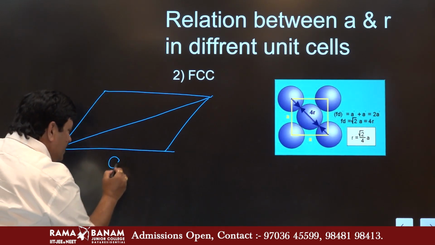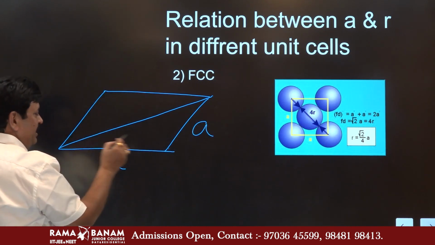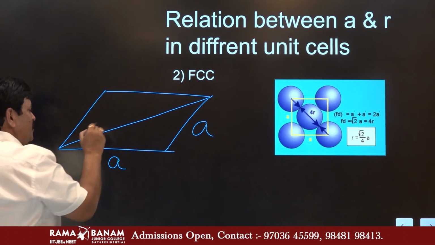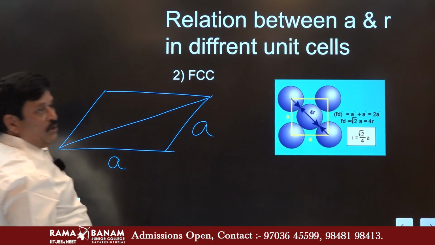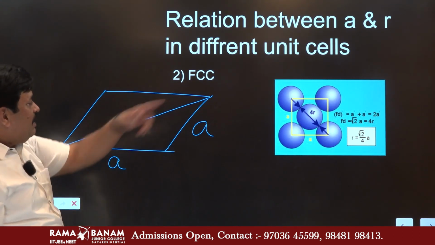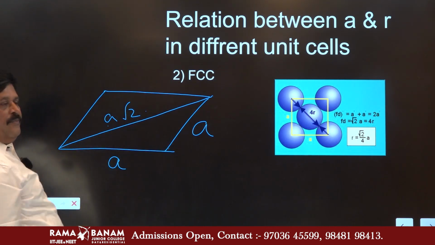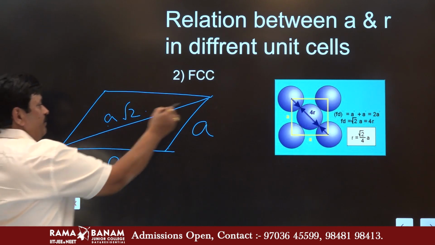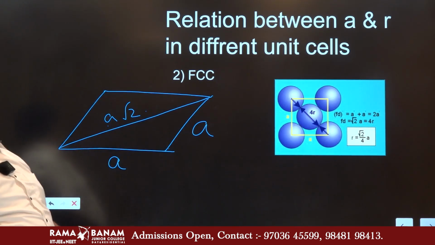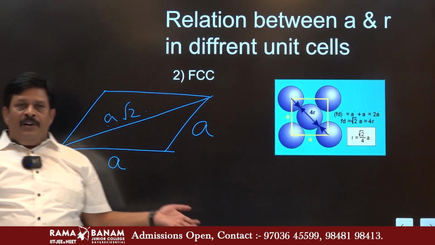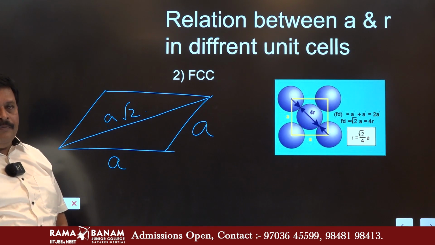And this is what is called the edge length A. This is edge length A, and we know that this angle is 90 degrees, so this is called the hypotenuse. According to the Pythagoras theorem, the length of the hypotenuse is A root 2, because the square of this is equal to the sum of the squares of these two. You all know that. So the length of the face diagonal is A root 2.